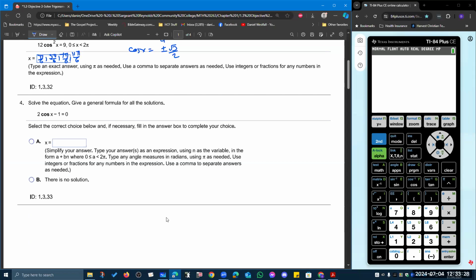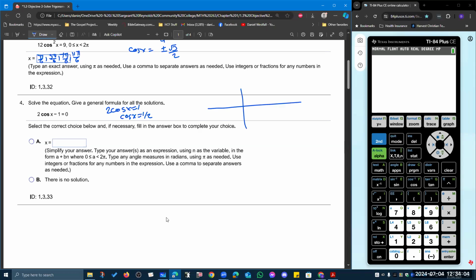Now we have 2 cosine x equals 1 and cosine x equals 1/2. We want our answer to be an expression using n as the variable in the form of a plus bn, where a is between 0 and 2 pi, and the angles measured in radians using pi as needed. Use integers as fractions for numbers in the expression. Use a comma to separate answers as needed. So I'm going to have two answers here, two sets of answers.